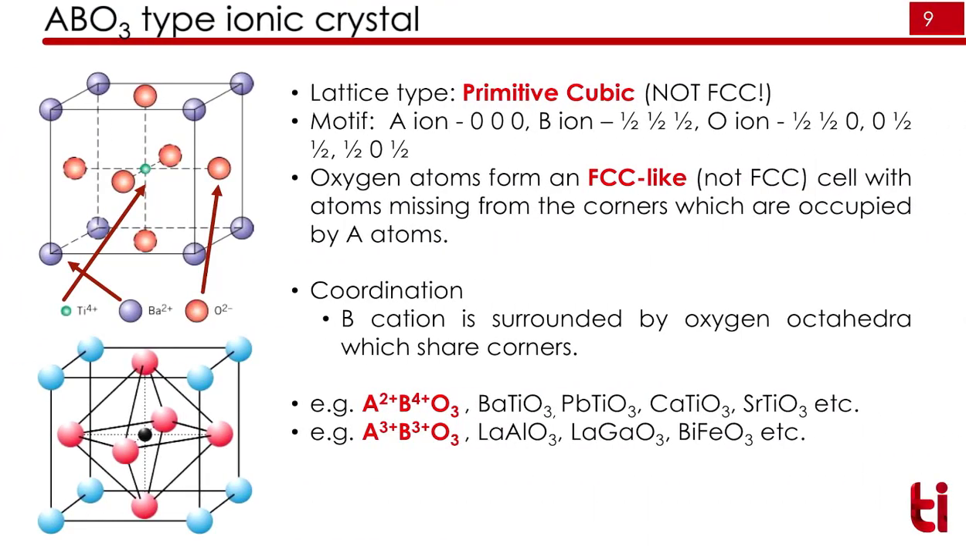Now the second type of structure is the ABO3 type structure. Here A and B are the cations and O forms the anion. So here the structure is primitive cubic, that is, simple cubic. Here A will form a simple cubic lattice at 0, 0, 0. The B ion will be at half, half, half, that is shown here.